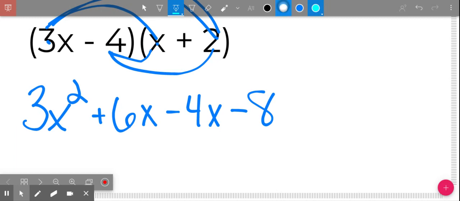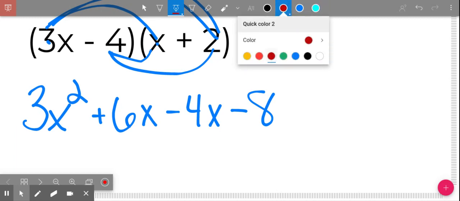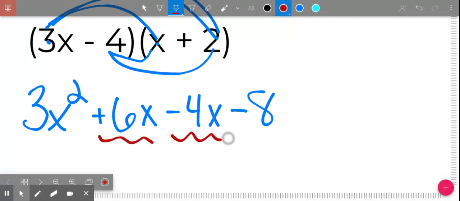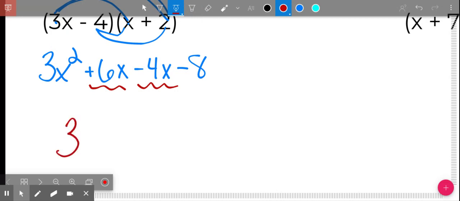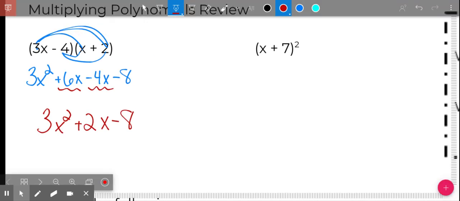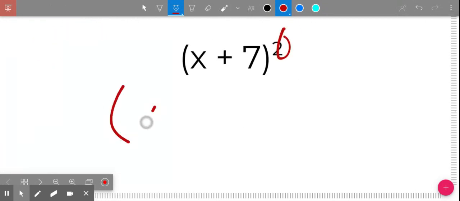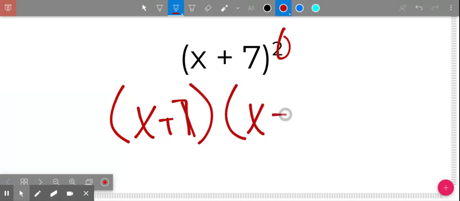Now from here, we need to combine some like terms. The 3x squared just hangs out up front. 6x minus 4x gives me plus 2x minus 8. So this should just be a review from last time. Looking at the next one, we have x plus 7 squared. Remember, anytime we have something that's squared, we have to deal with that first. So we're going to start by rewriting this as x plus 7 times x plus 7.